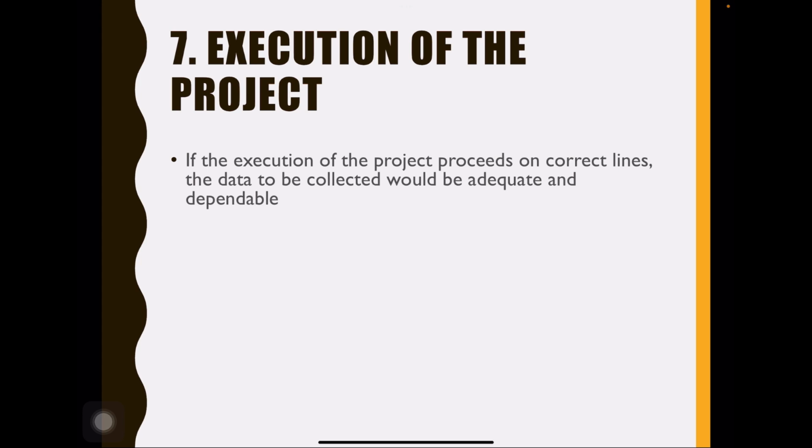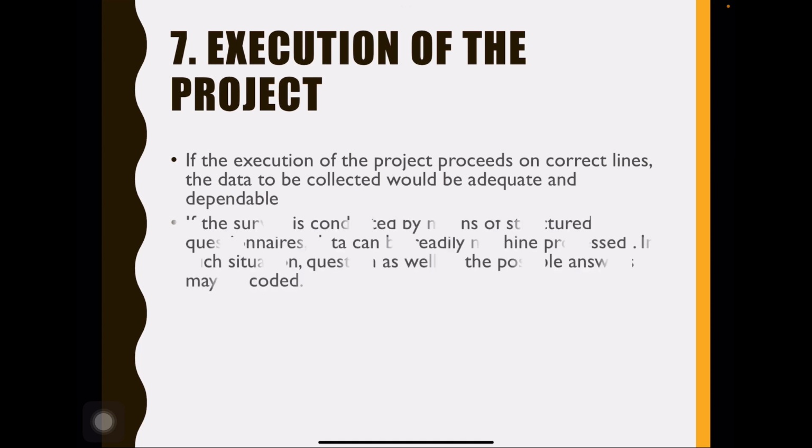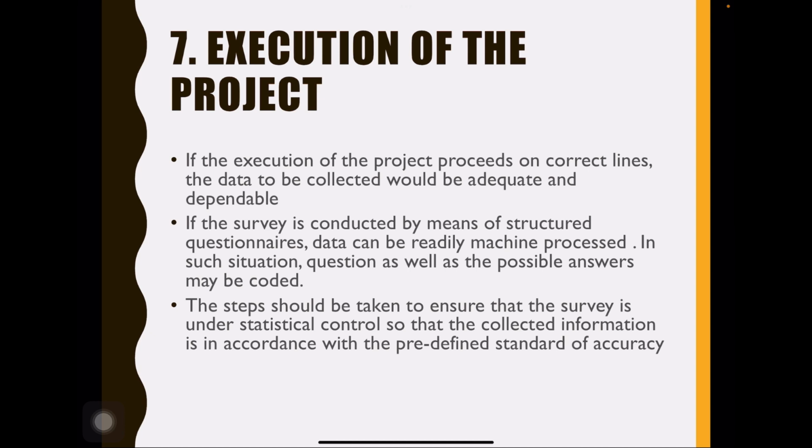7. Execution of the project. If the execution of the project proceeds on correct lines, the data to be collected would be adequate and dependable. If the survey is conducted by means of structured questionnaires, data can be readily machine processed. In such a situation, questions as well as the possible answers may be coded. Steps should be taken to ensure that the survey is under statistical controls so that the collected information is in accordance with the predefined standard of accuracy.